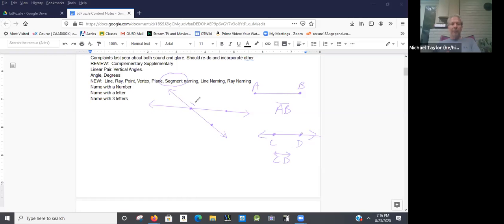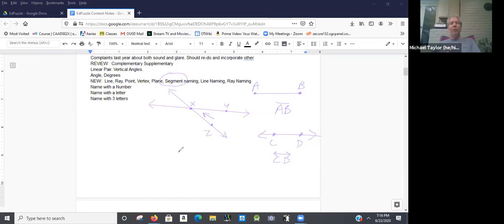Okay, I'm gonna call this X, I'm gonna call this Y, I'm gonna call this Z. Okay, there's four angles here, which is really important to recognize. Oh, there's four angles. Okay, one way I can name this angle right here is YXZ.